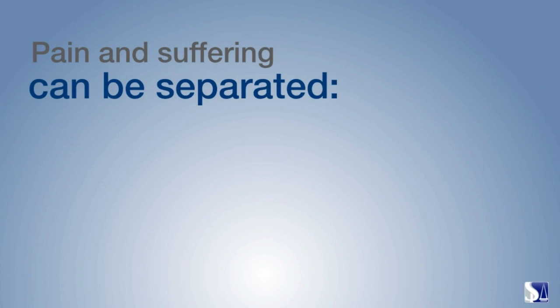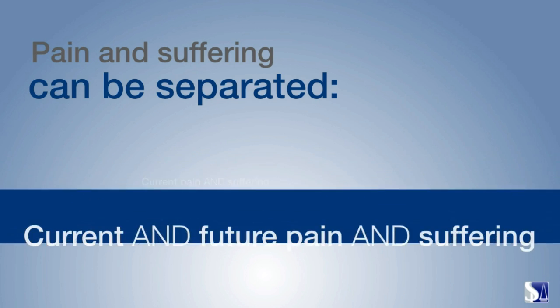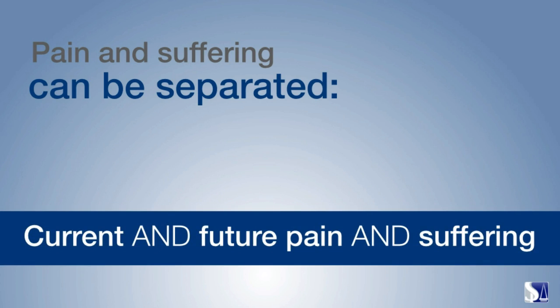Pain and suffering can be separated into two categories. The first, current pain and suffering. Current pain and suffering is what you endure from the time of the injury through the completion of medical treatment and therapy. It ends at some point. Its duration can in fact be measured. The second is current and future pain and suffering. That's what you endure from the time of the injury through the course of medical treatment and into the indefinite future. Its duration is unknown.